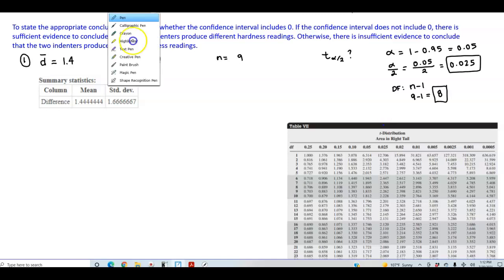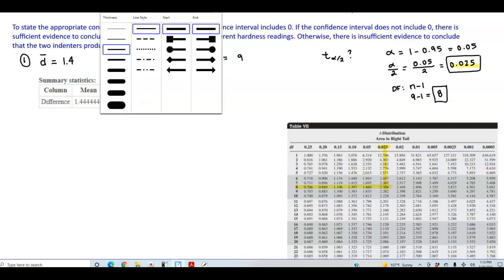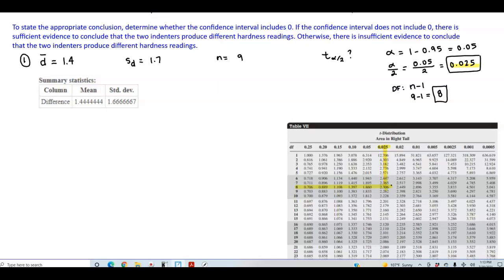Okay, so let's take a look at our table here. We know that we have an area of 0.025. We know the degrees of freedom is 8. So we'll be able to determine what the critical value is there. And so there is the critical value. The critical value of t at the area of 0.025 is equal to 2.306.